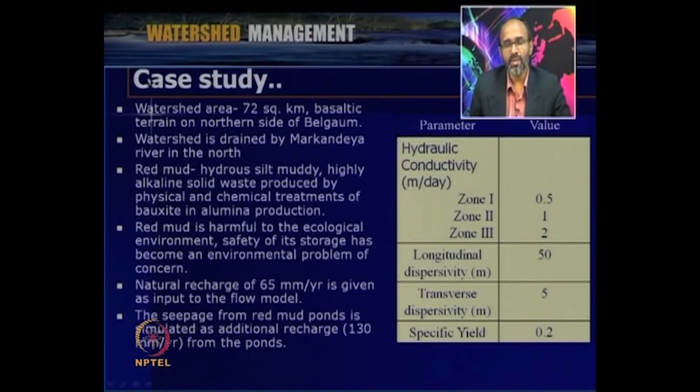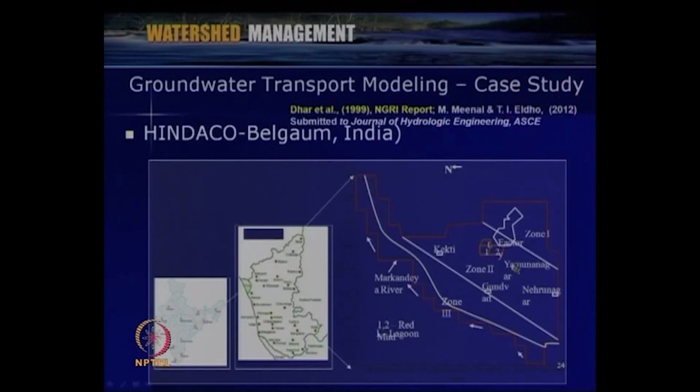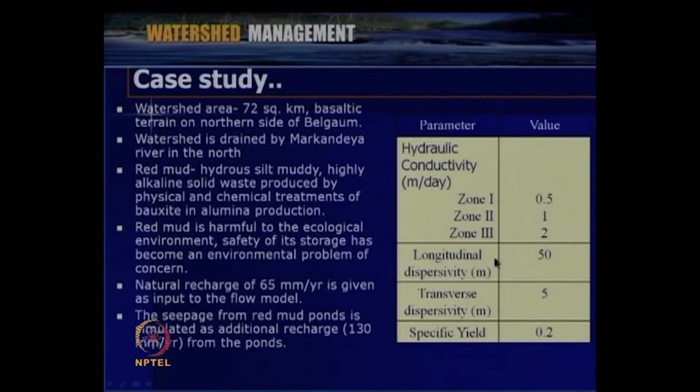As far as the aquifer system is concerned, for modeling purposes we have considered 3 zones, zone 1, zone 2 and zone 3 as shown here. This one is zone 3, zone 2 here, then zone 1. And this is the Markandeya river on the side. Here the longitudinal dispersivity is considered as 50 and transverse dispersivity as 5, and the specific yield of the aquifer is considered as 0.2. For zone 1 the hydraulic conductivity is 0.5 meter per day, zone 2 is 1 meter per day and zone 3 is 2 meter per day.